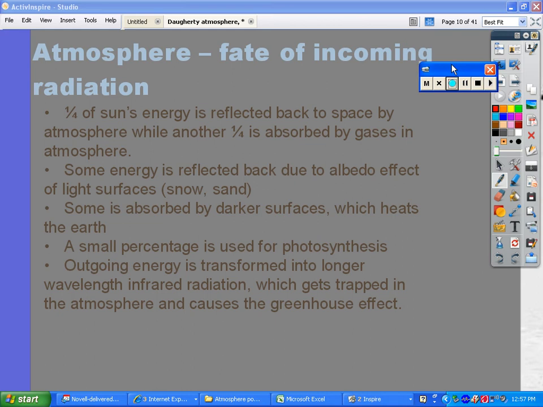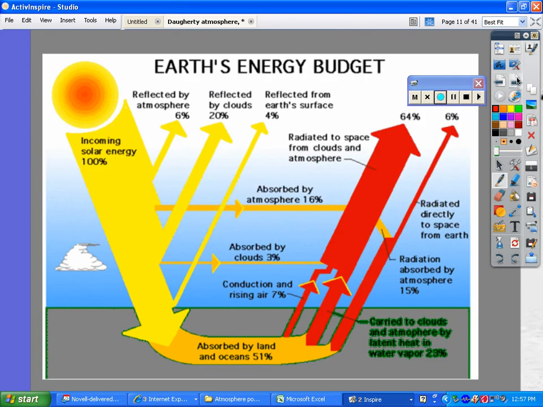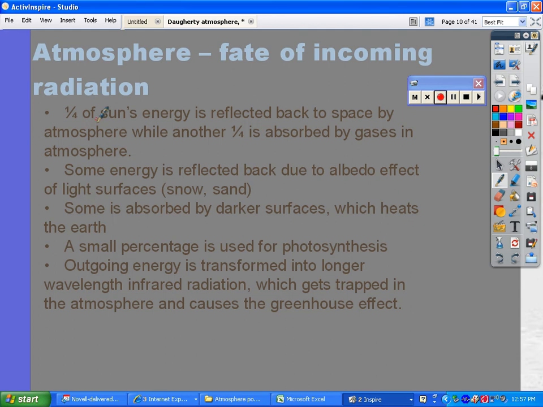Okay, we also need to know about what happens to incoming radiation from the sun. We've already talked a little bit about this at the beginning of the year, and I'll just kind of show you this diagram just to kind of refresh your memory. Here's 100% of incoming solar radiation. There's going to be a lot of different things that can happen to it. So, this says here that a quarter of the sun's energy is going to be reflected back to space by the atmosphere itself, while another 1/4 is absorbed by gases in the atmosphere, so reflected and absorbed.